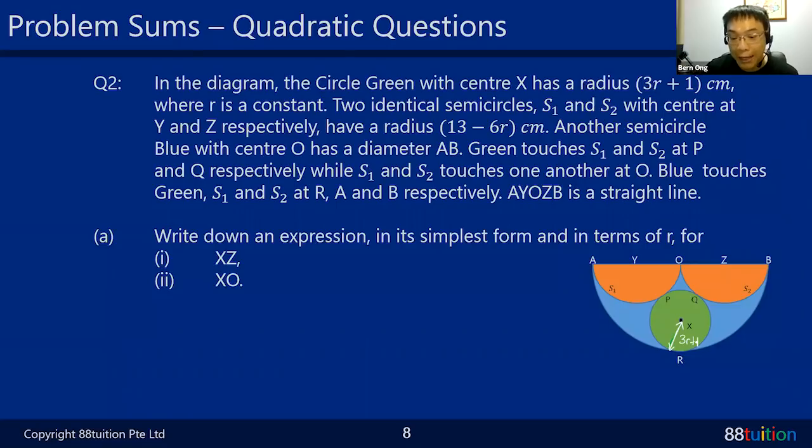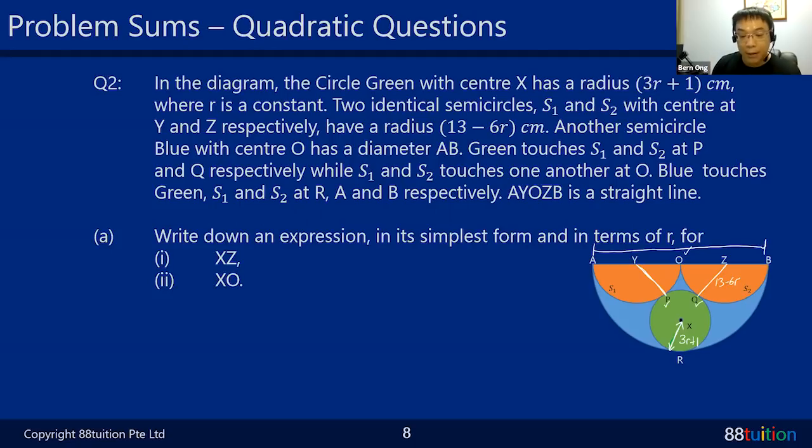2 identical orange semicircles, with centers Y and Z respectively, have a radius of 13 minus 6r. So from here to here is called the radius, and the radius is given as 13 minus 6r. Down here to down here is 13 minus 6r also. Then another semicircle, blue, the entire big semicircle with center O, has a diameter of AB. The green circle touches the semicircles S1 and S2 at point P and point Q. The blue touches the green, and so on. A, Y, O, Z, B is a straight line. So all these are information given to you.